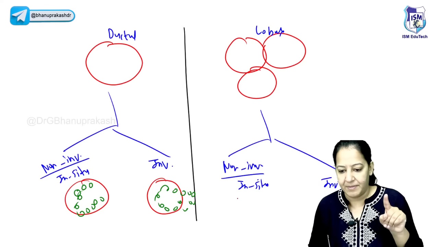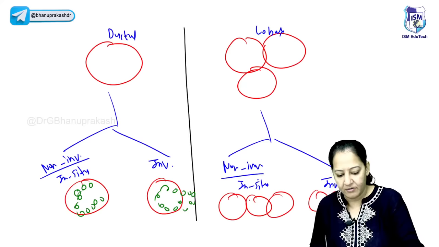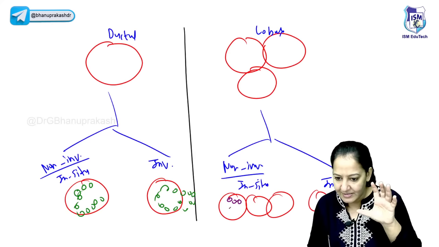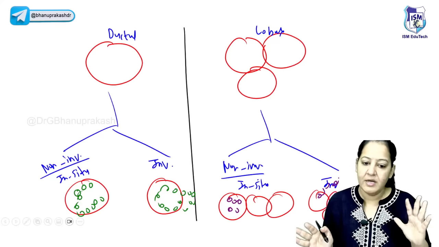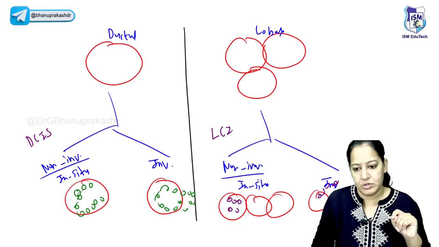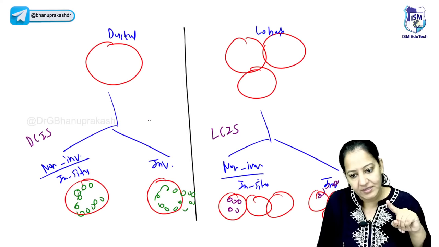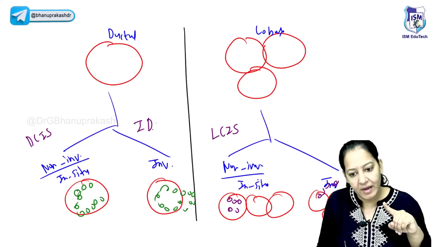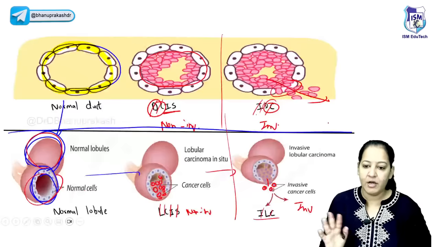Here also the same thing will happen, but here it's not one duct, here multiple ducts are there. Here they are present confined inside them, and here they will rupture and come out. The problem is that only. You got it. So this one is known as ductal carcinoma in situ. This is known as lobular carcinoma in situ. This one is known as invasive ductal carcinoma. This is invasive lobular carcinoma. So please understand the meaning of all four.